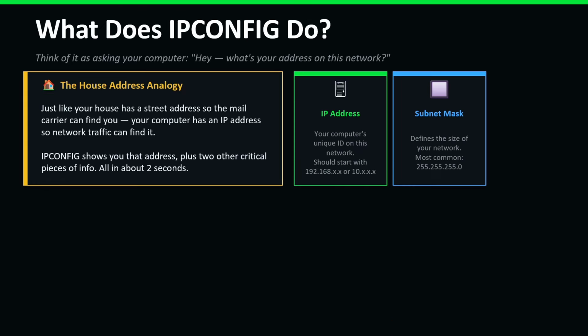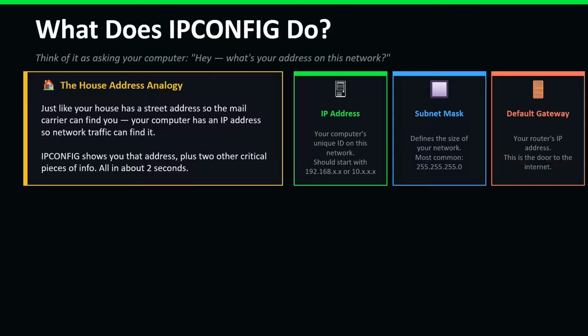What you'll also get is the subnet mask that defines the size of your network. Don't overthink this too much. For most home and office networks, you'll see something like 255.255.255.0, and just know that if it's blank, something's probably wrong. What you'll also get back is the default gateway.